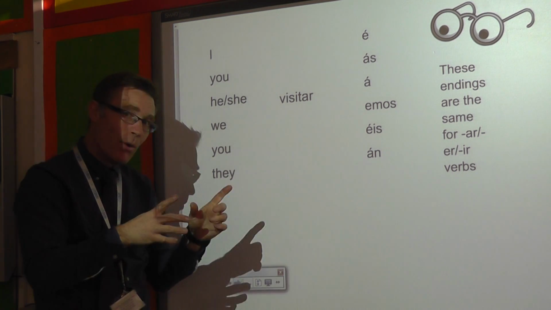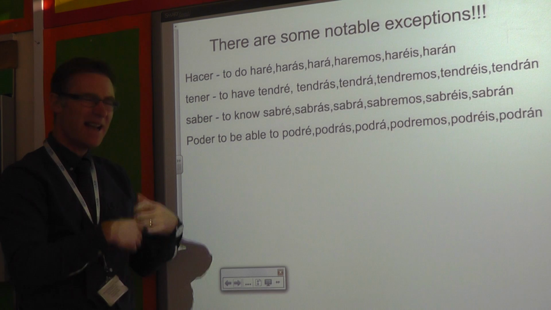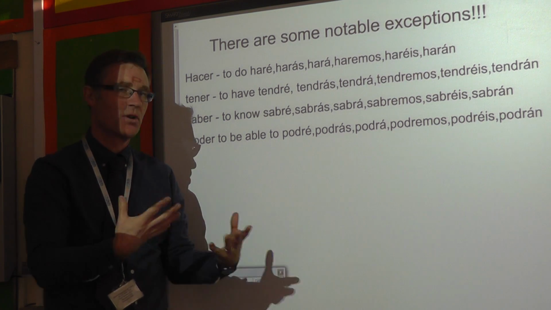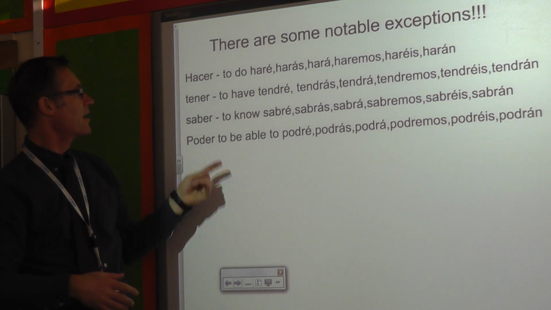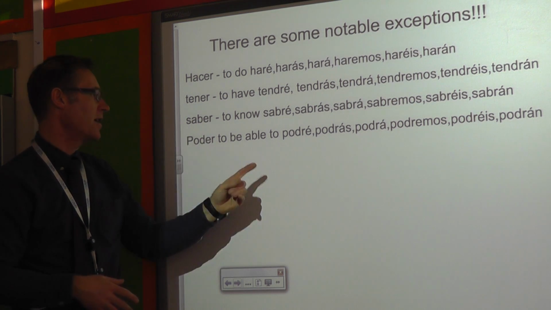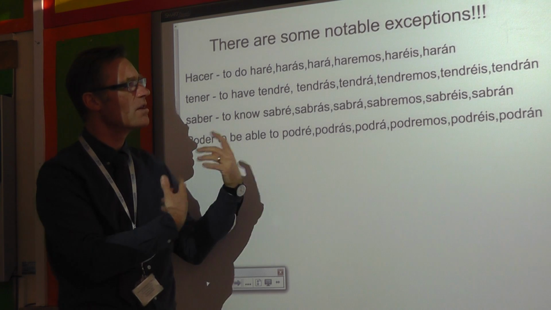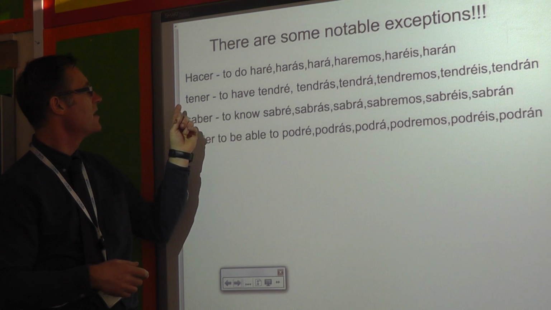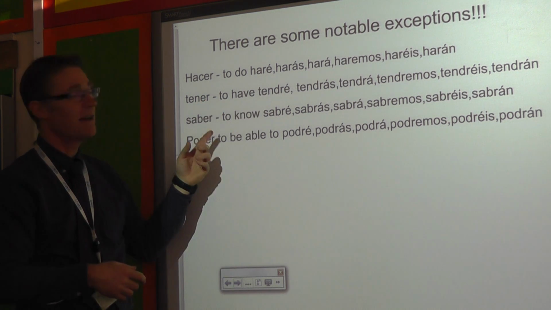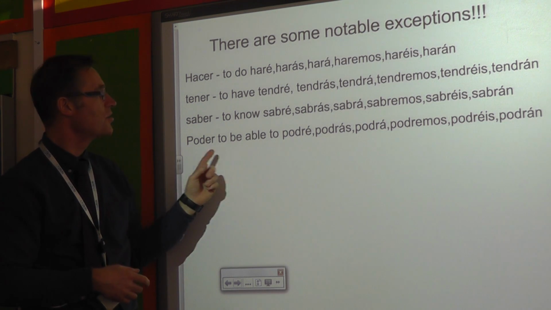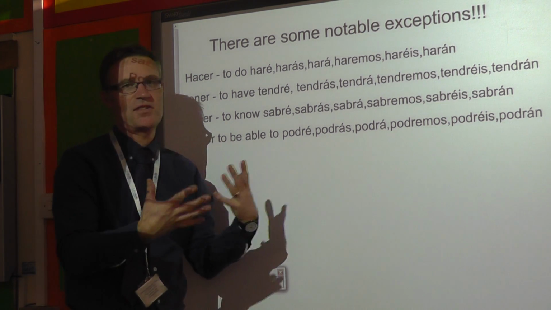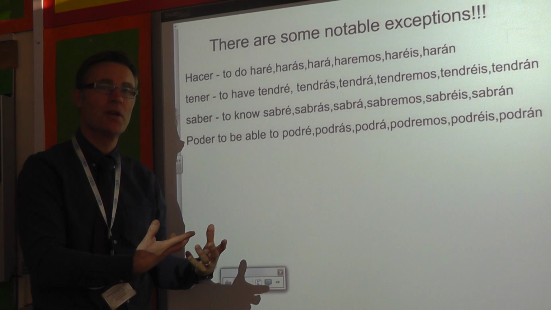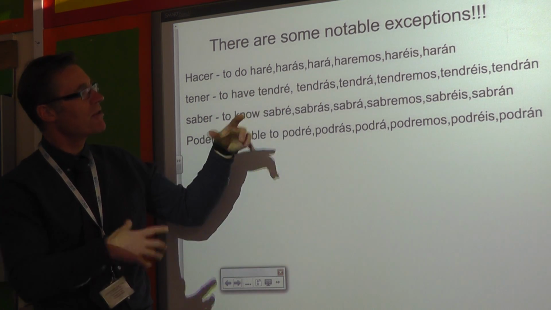Good. However, there are some irregulars, and as you probably know through your study of Spanish, there are quite a few which have some commonality in there. So we've got hacer, tener, saber, poder. There are others, but these are ones that students really want to be able to use. Okay, so we've got hacer, to do, tener, to have, saber, to know, poder, to be able to. They do have something in common with our regular verbs and the way they're formed in the future, but we do just need to check out some of the things which are slightly different.